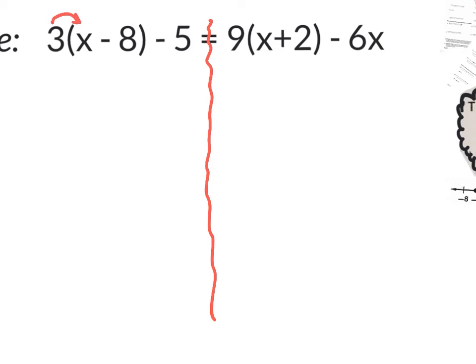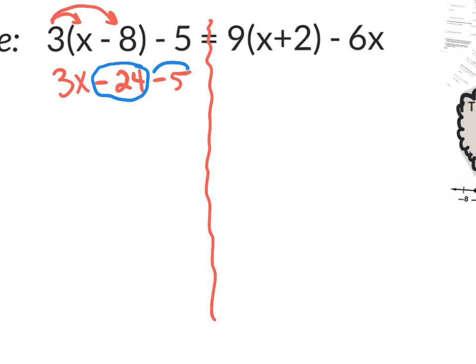3 times x is what? 3x. 3 times -8 is what? -24. Bring down the -5. So now we have 3 terms, you've already distributed. Could you combine any terms that are alike? Yes. Which ones? -24 and -5. What is -24 and -5? -29. And of course we're going to bring down the 3x. And of course the equal sign is right here because that's what separates the left side from the right side.